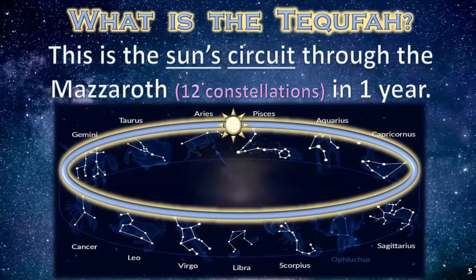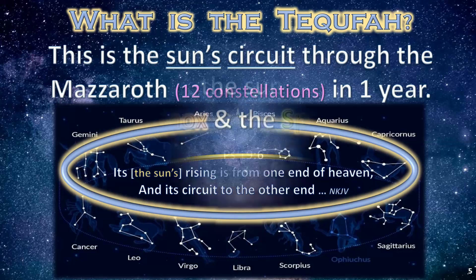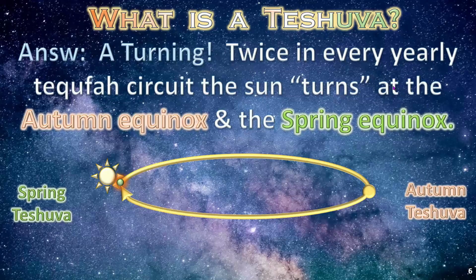Let's start with Tequfah. What is the Tequfah? This is the sun's circuit through the Mazzaroth, or through those 12 constellations in 1 year. Every single year, the sun makes this circuit perfectly. We can read that in Psalms 19:6. Its rising, that's the sun's rising, is from one end of heaven and its circuit to the other end.